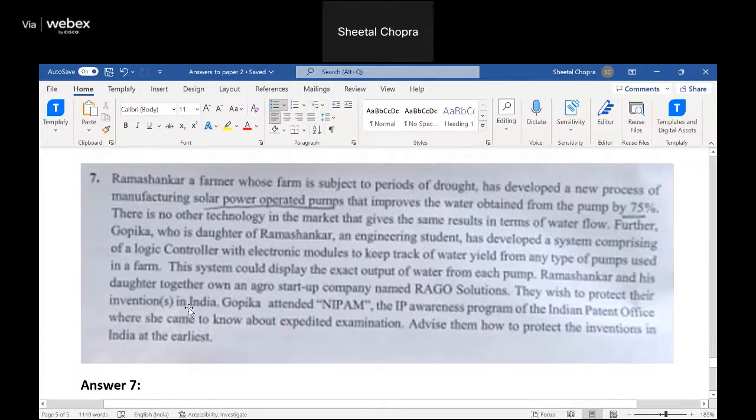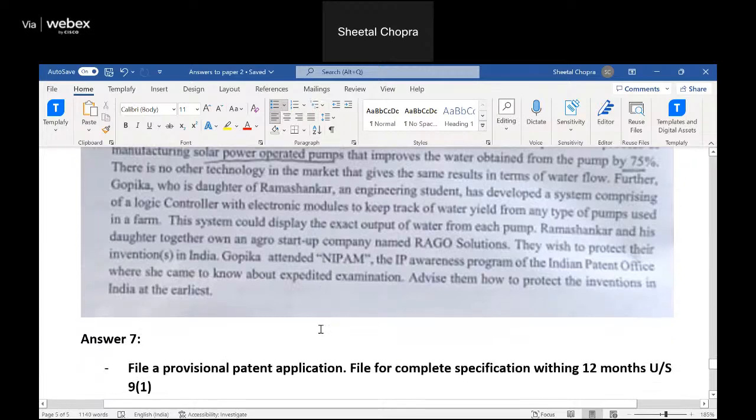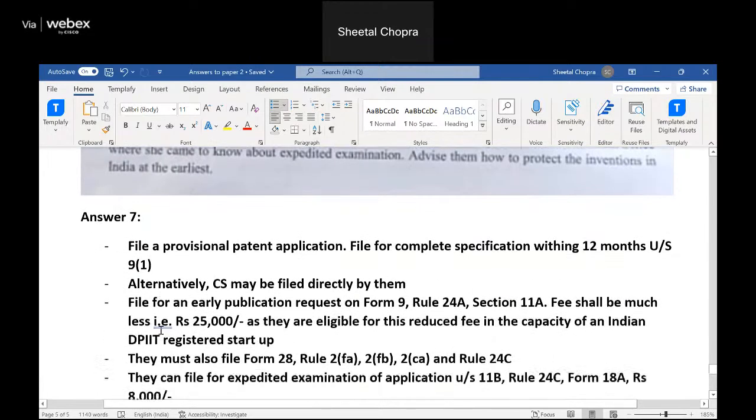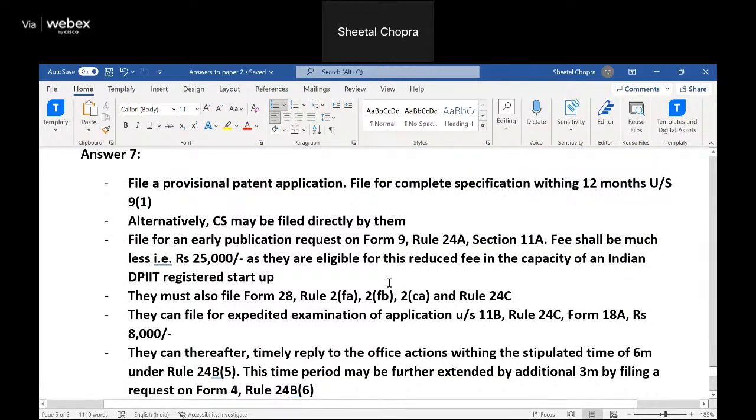Ramashankar and his daughter together own an agro startup company named Rago Solutions. They wish to protect their invention in India. Gopika attended NIPAM, the IP Awareness Program of the Intellectual Property Office, where she came to know about expedited examination. Advise them on how to protect the invention in India at the earliest. So it's a fairly easy question, I would say. So the answer would be broadly these sections, and the following rules and fee you can mention.